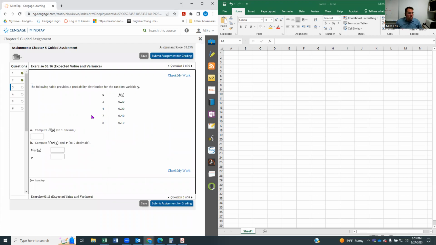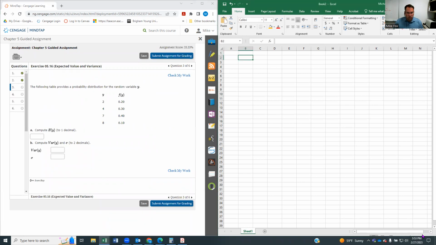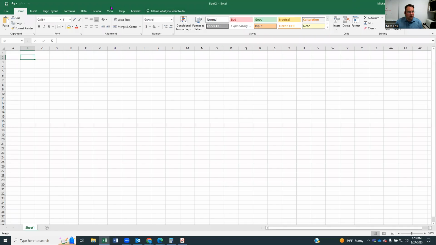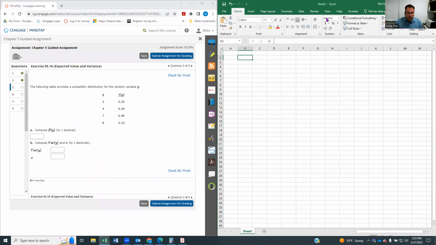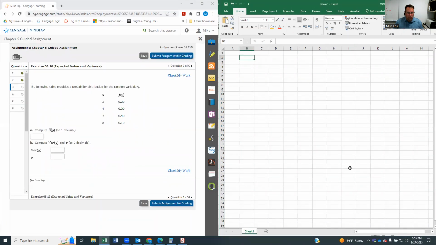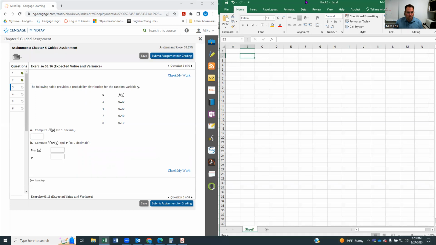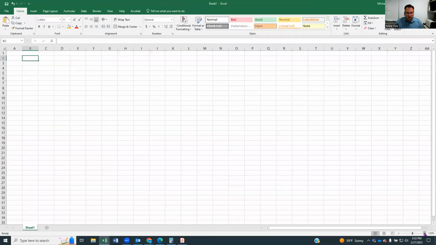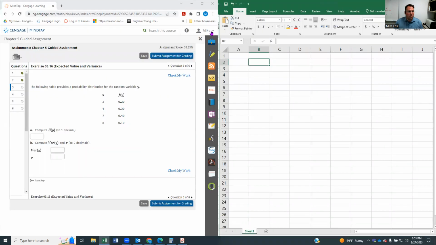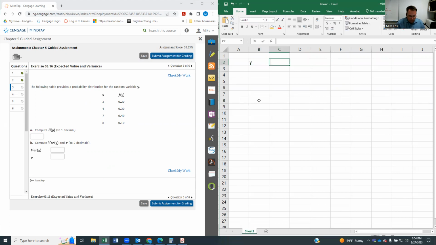All right. So number 3 here says the following table provides a probability distribution for the random variable y. So I'm just going to go ahead over here in Excel. I'll adjust this a little bigger, and then I'll put it back to half screen. There we go. All right, so we have y and the function of y.